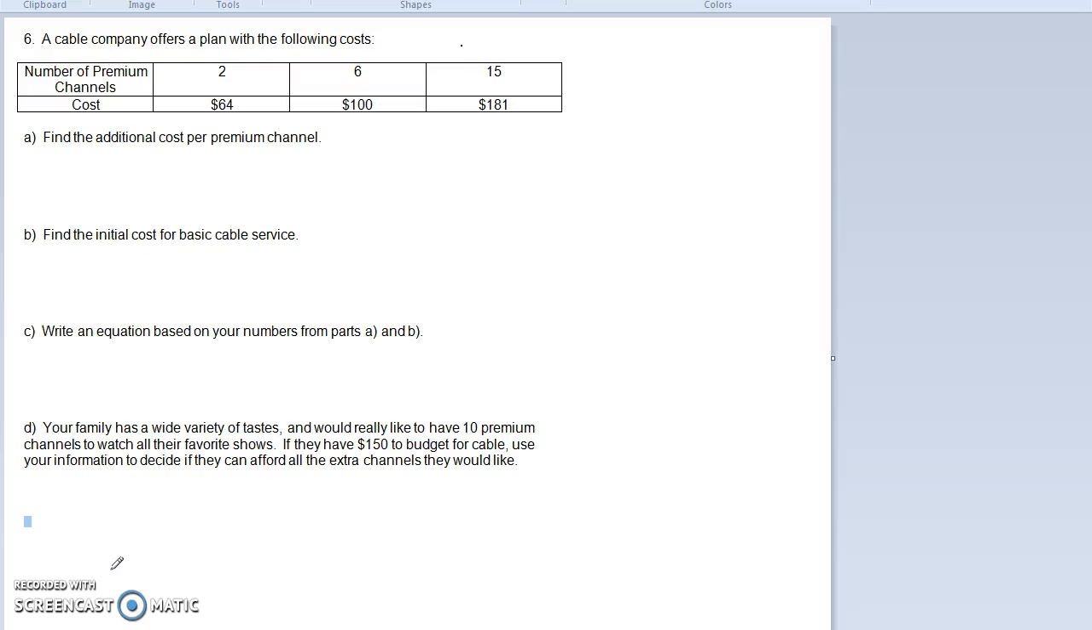Hello again. We're going to pick up with number 6, which is actually a problem that's very similar to number 5 that we just did. It's just that in number 6 we are given a table instead of a graph, but the process for this is the same, and that's kind of the idea: we want to be able to create that equation no matter which type of data we're given originally. So the first question here is to find the additional cost per premium channel.